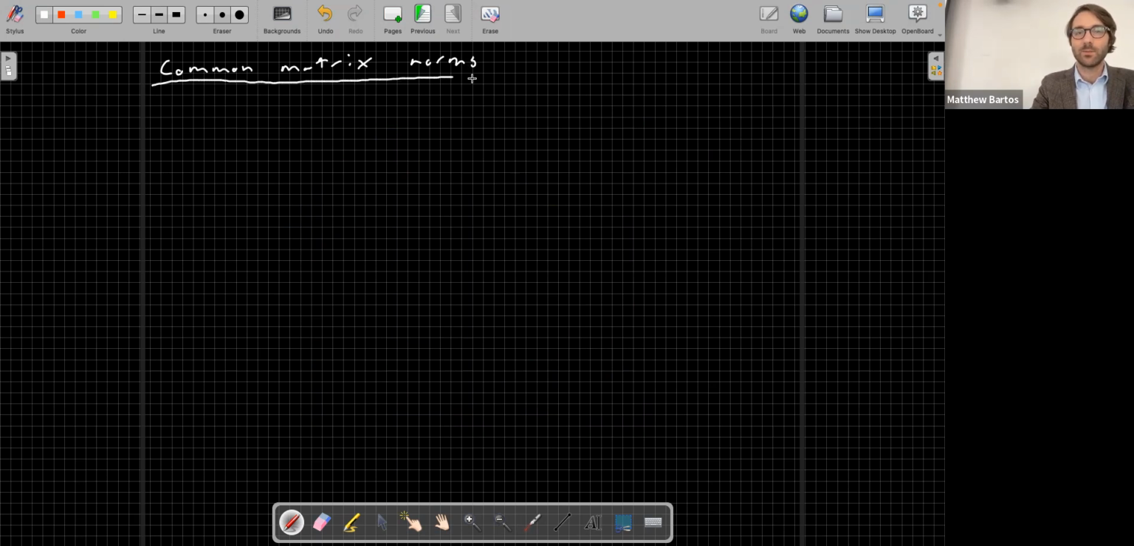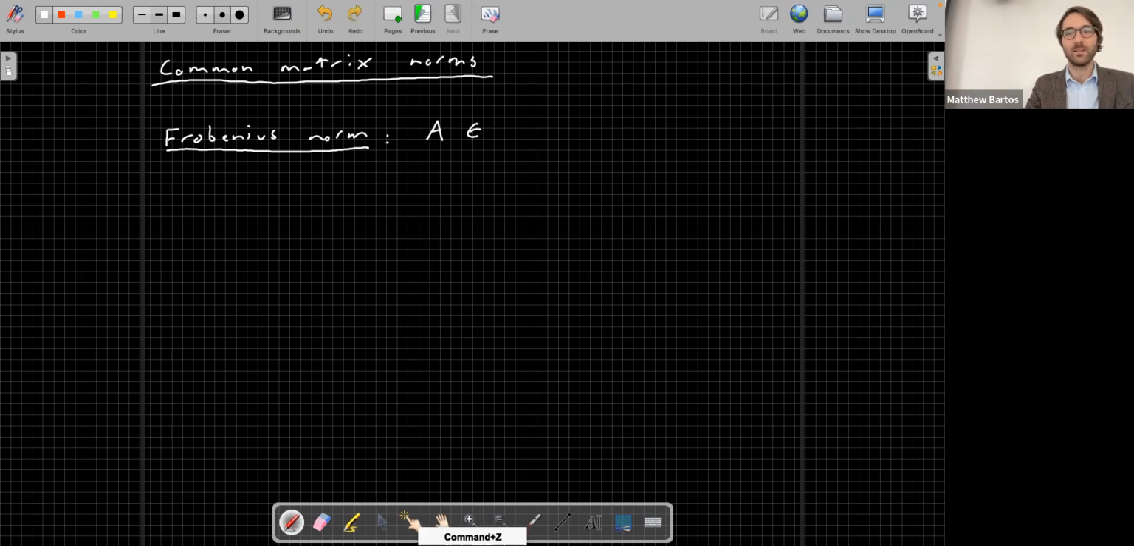There's 2 common matrix norms that I want to show you. The first is called the Frobenius norm. Okay, so kind of a funny name. So let's say we have A in R, well, it could be in C, A in C, m by n.